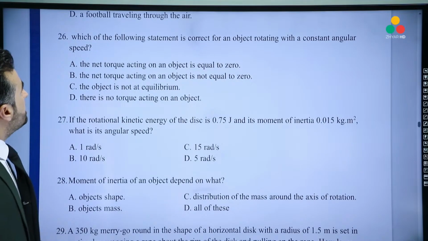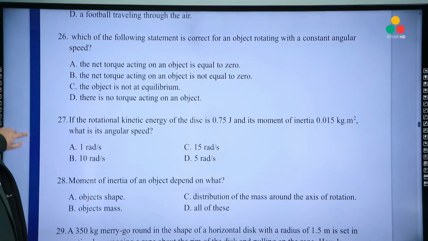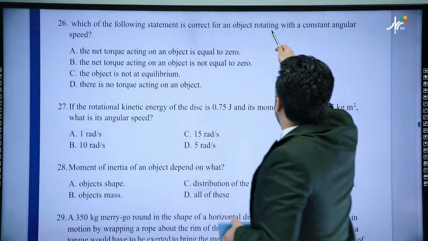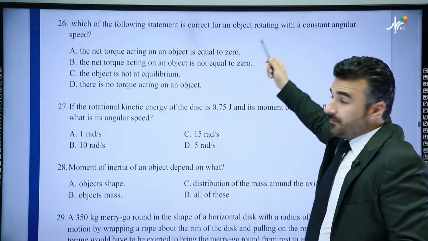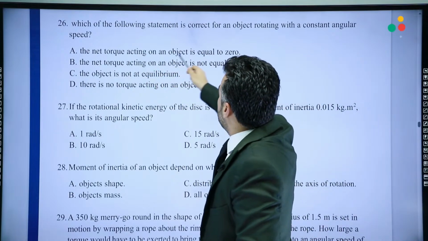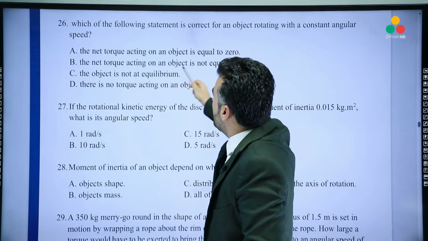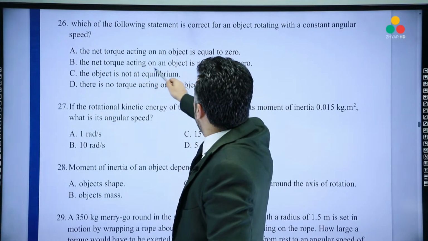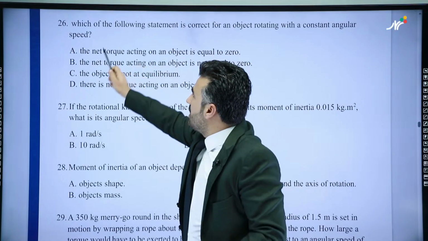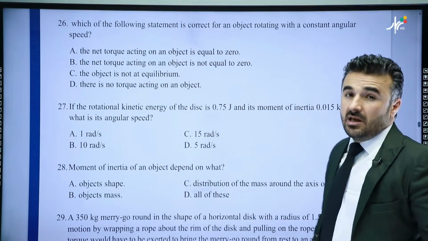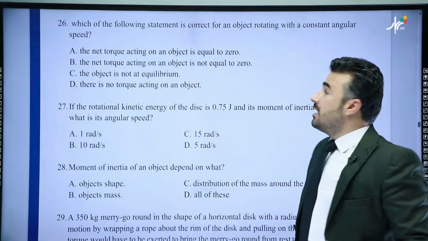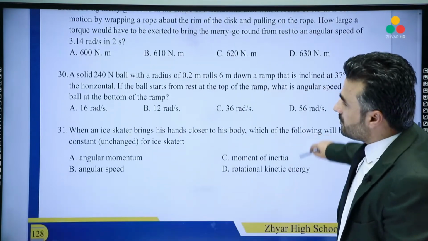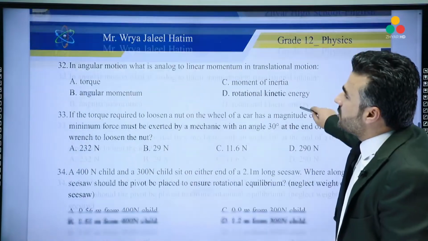Which of the following statements is correct for an object rotating with a constant angular speed? If it is rotation, by the way, it says rotating at constant angular speed. So of course we can say the net torque acting on the object is equal to 0. The object is not at equilibrium, there's no equilibrium. We can say the net torque on the object is not equal to 0. No, that is option A. The net torque acting on an object is equal to 0. That is why the object is rotating at a constant angular speed. And then the rest are easy, I believe. Let's see if there is anything else that is interesting.